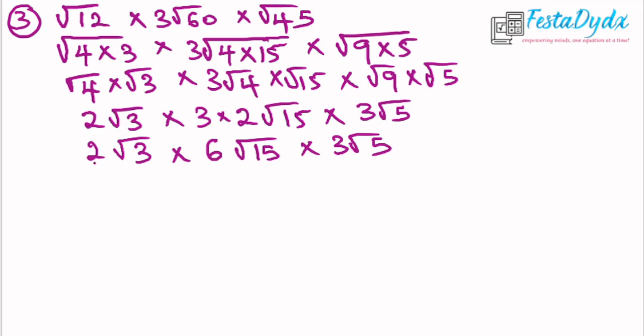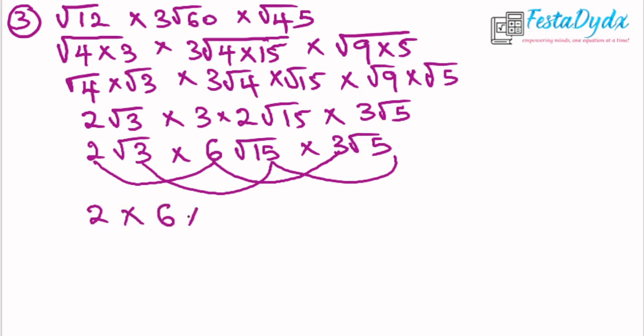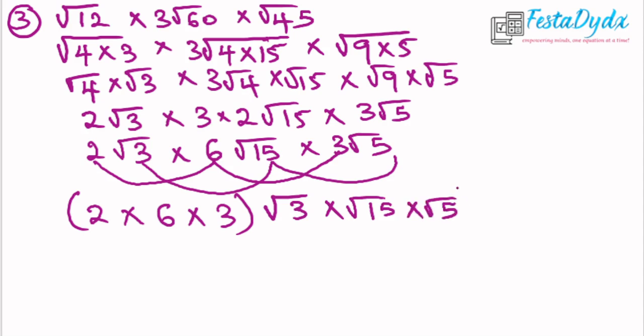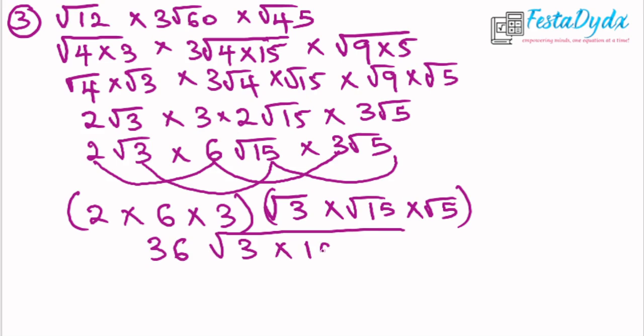So we have to bring the whole numbers together before we work with the surds together. So working with the lines I drew here, we'll have 2 times 6 times 3 for the whole number, and for the surd we'll have root 3 times root 15 times root 5. Let's put it in a bracket. So 2 times 6 is 12. 12 times 3 gives us 36. And then we'll have to bring all this together. 3 times 15 times 5.